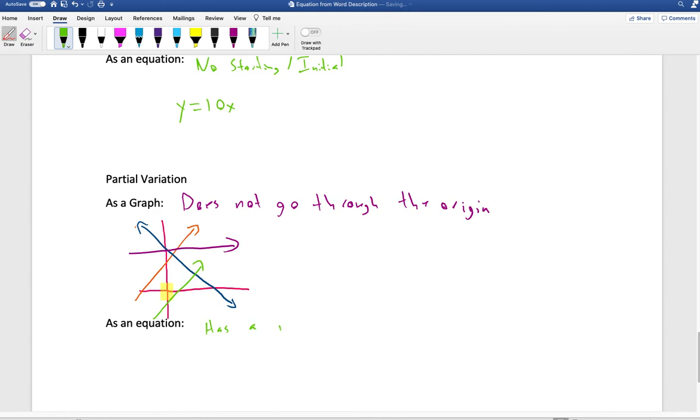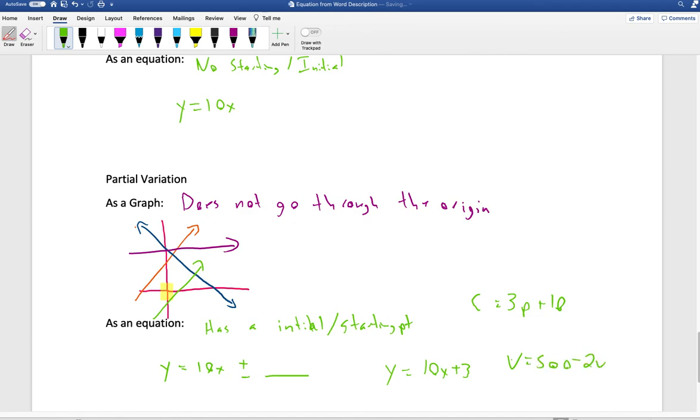Okay? Where this one here has a start, has an initial. Oh man, I killed that word. Initial slash starting point. So it'll have, if I do the same thing, y equals 10x plus or minus a value. So an example would be y equals 10x plus 3, or the cost equals like 3p plus 10, right? Let's say the value equals 500 minus 2v, right?